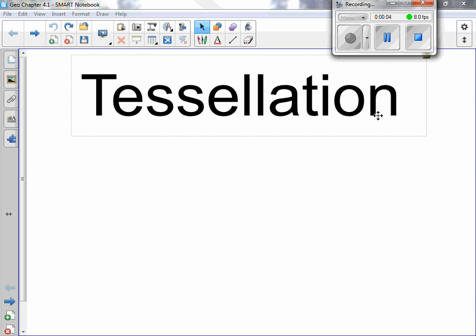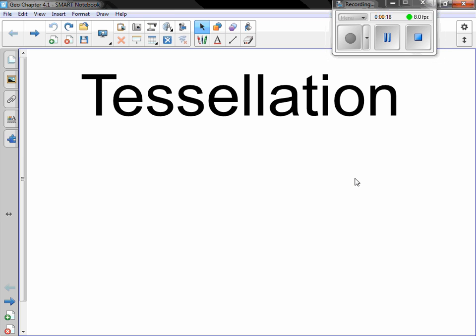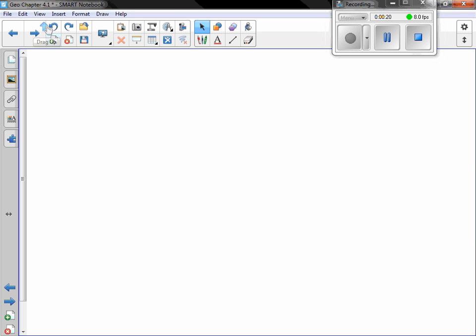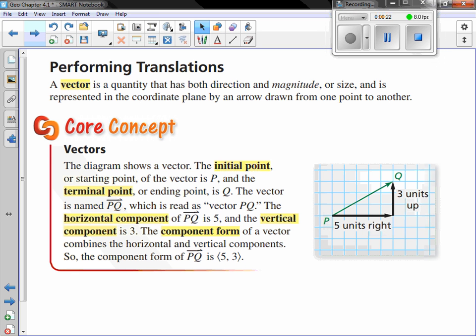So chapter 4 is going to mainly be dealing with tessellations. Tessellations of some shape or form. So our first tessellation that we're going to be looking at is going to be moving it up, down, left, or right. And the way that we talk about moving a shape or line or point is by a vector.